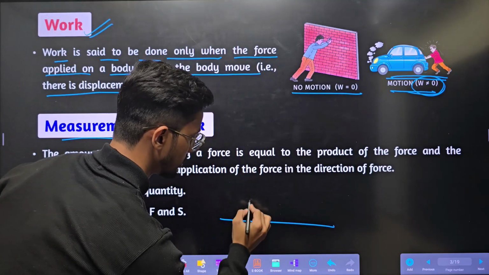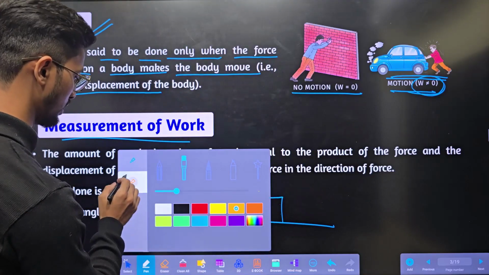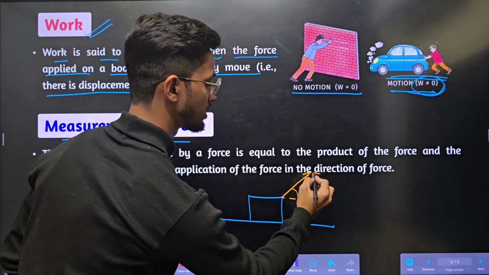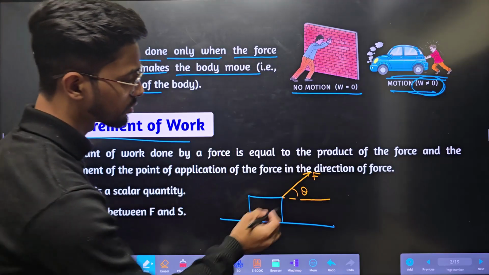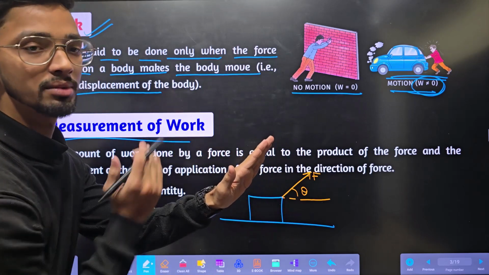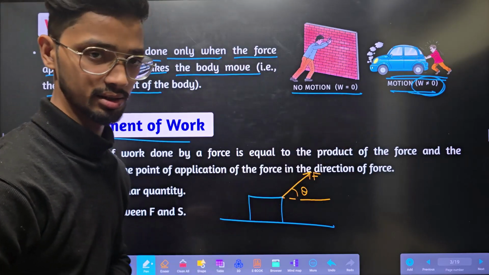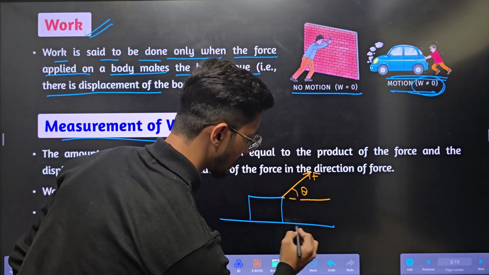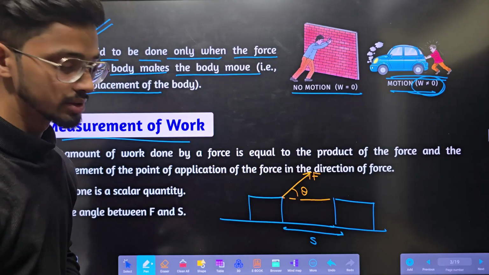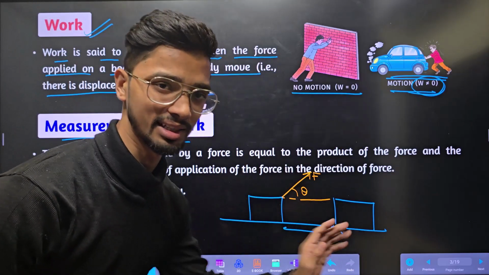Let us consider there is a body, and we are applying a force F at some angle theta. I am applying the force in xy direction, at some angle theta from x as well as from y. So this body will move in two directions. But after some time I see that this body is displaced some distance s, and this body comes here. So there is a displacement in which direction? Only in the x axis.